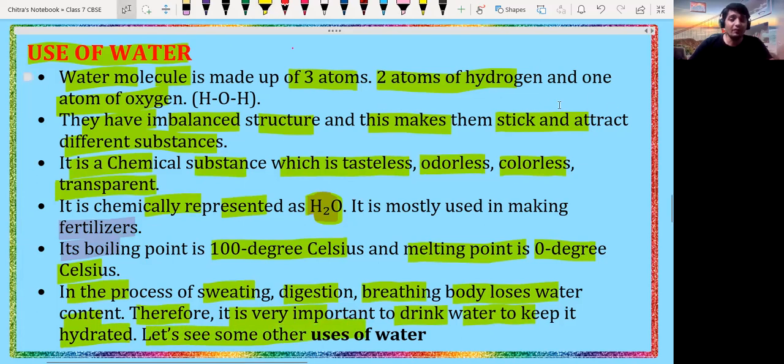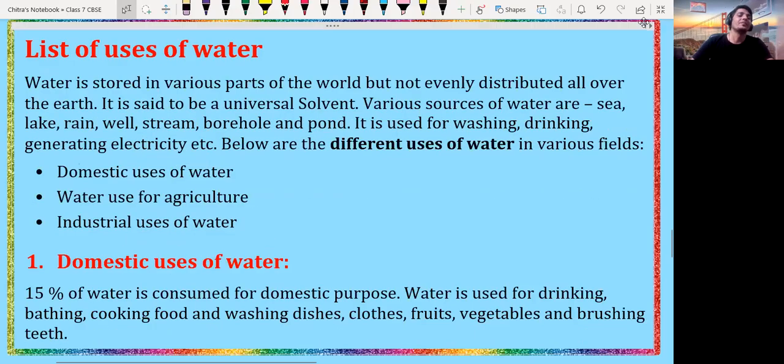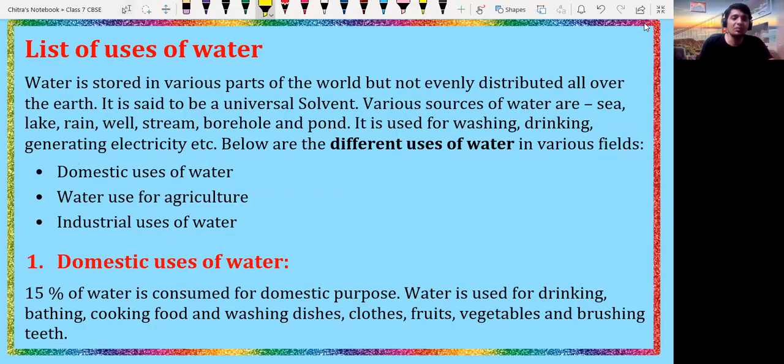Again, I want everyone to take a screenshot of this, and after class you have to write it down. Now we are going to discuss the list of uses of water.